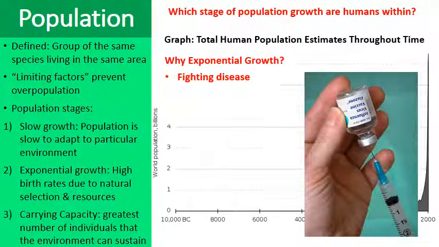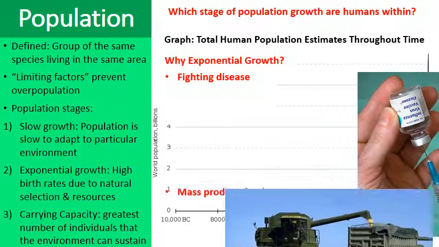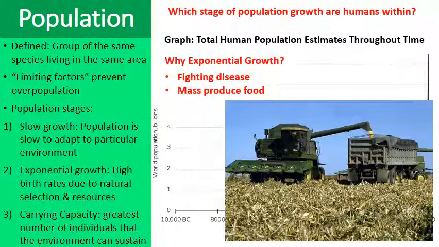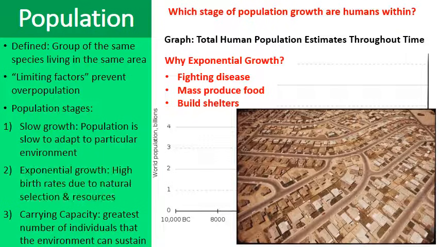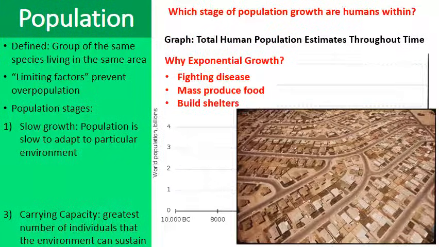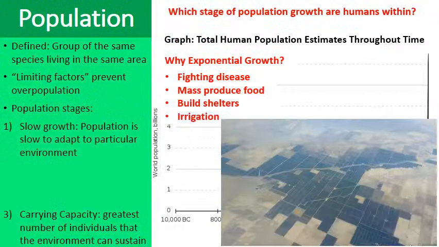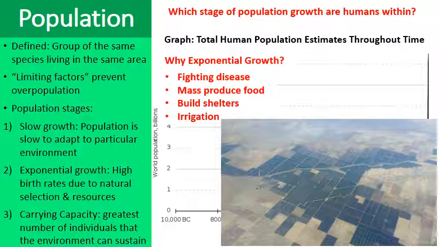Well, today we're pretty good at fighting disease. We're mass producing more and more food. We're building shelters in environments that used to be inhospitable. We're irrigating in the middle of deserts, and so we're bringing water to environments that don't typically have water. And so by doing all this, we're able to produce more and more resources to support more and more humans.